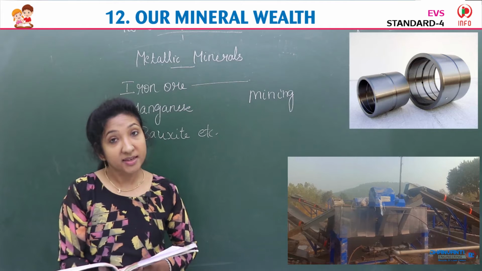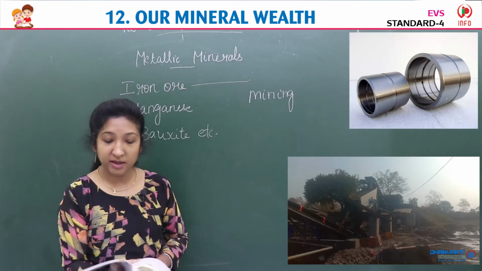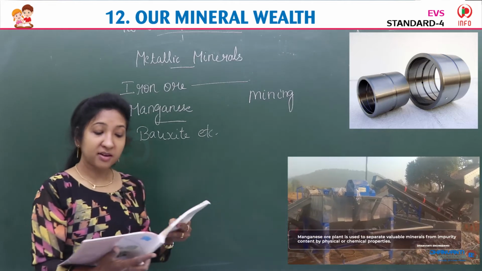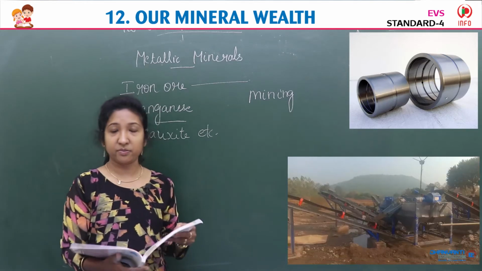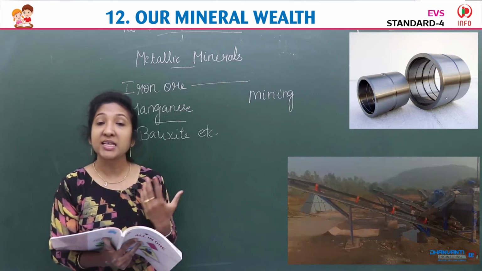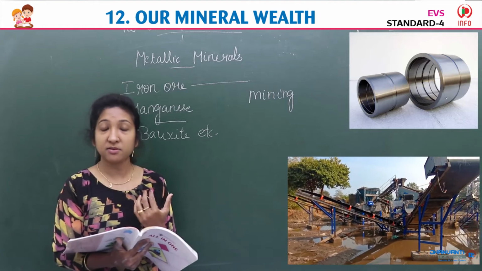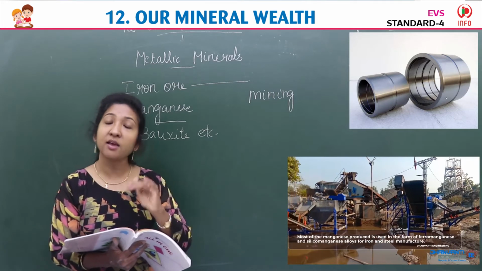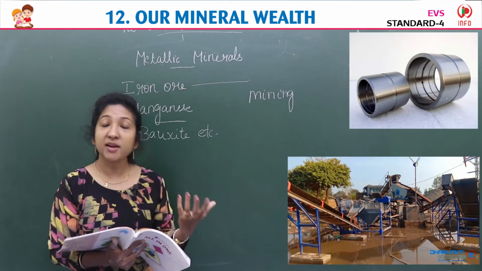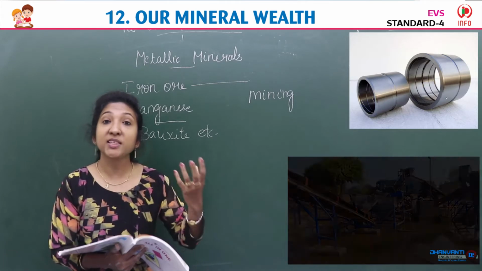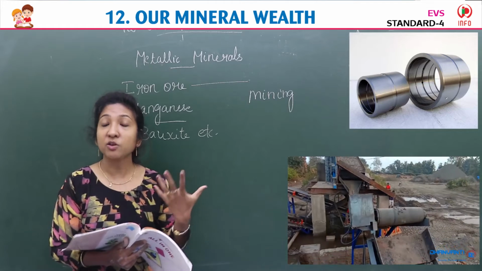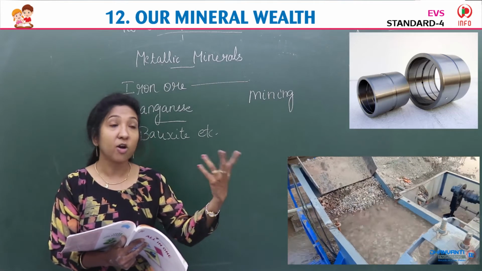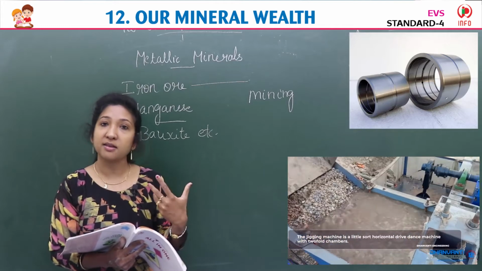So children, the next metallic mineral we are going to learn about is manganese. It is used in making steel. Manganese also we use to make steel, as I said in iron also. After production of iron we use it for making steel. Same thing in manganese, that mineral is used for making steel. Steel is very strong, children. So we can use it for making utensils and other items like automobiles, vehicles, etc.